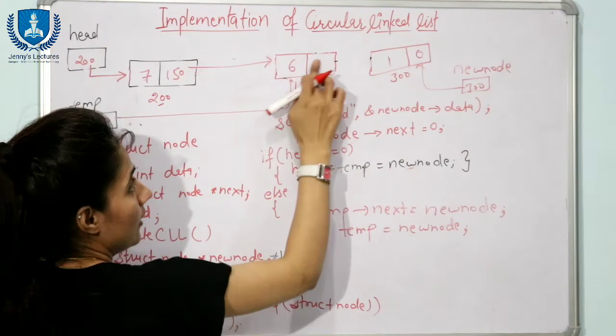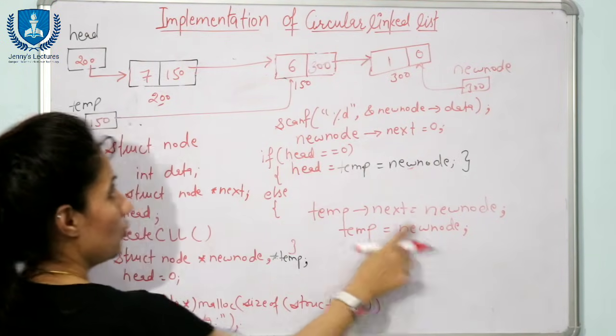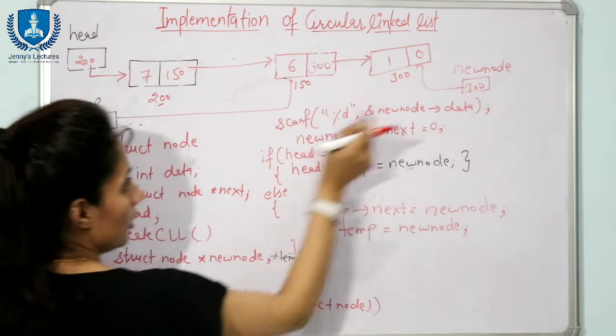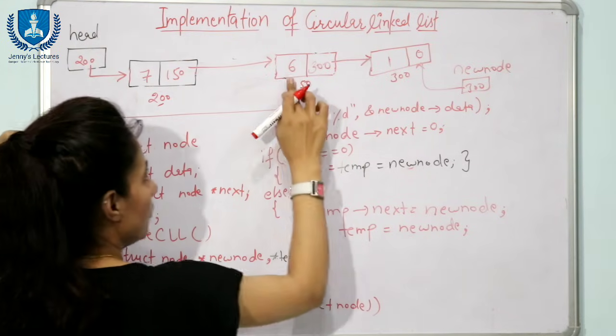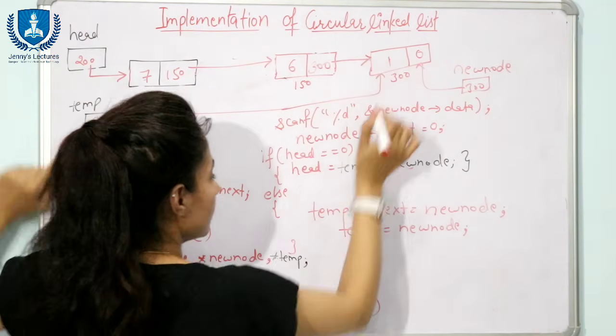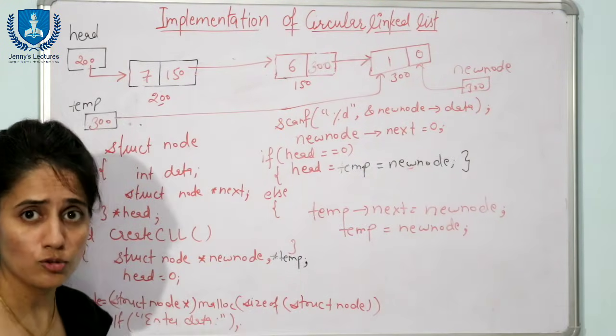So now here I will store 300 and temp is equal to new node. So temp is containing whatever the value in new node, that is now 300. So now temp is pointing to this node. And if you want to insert a fourth node, that is also fine.